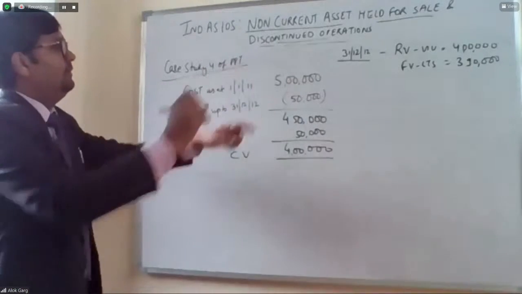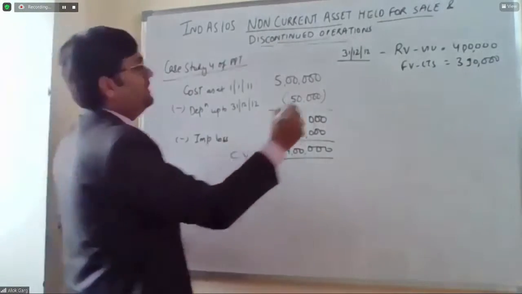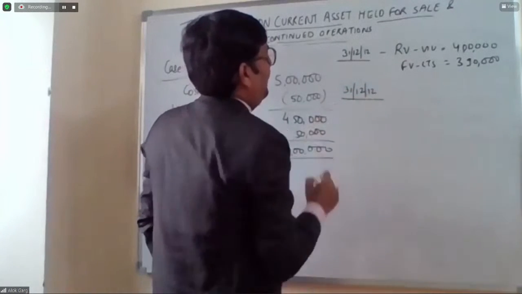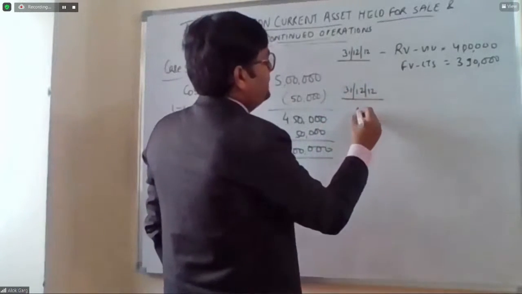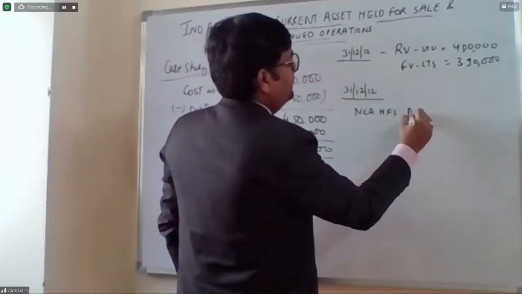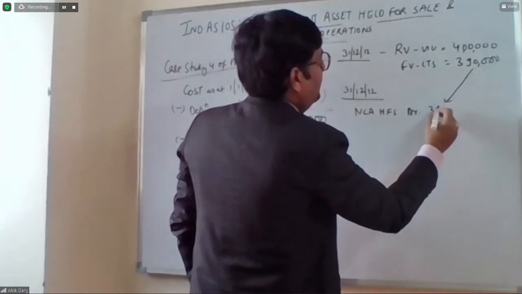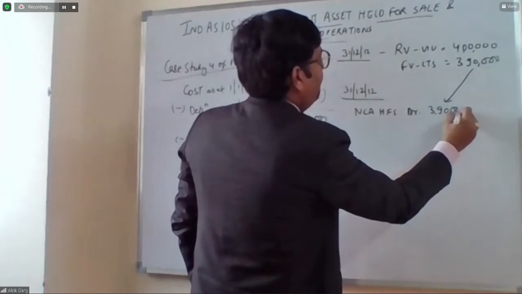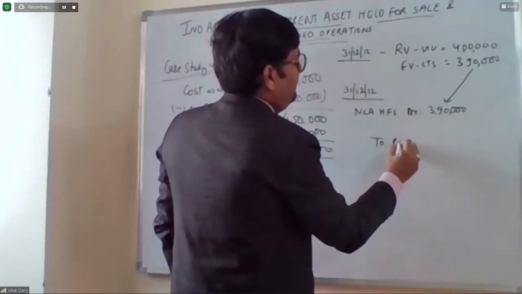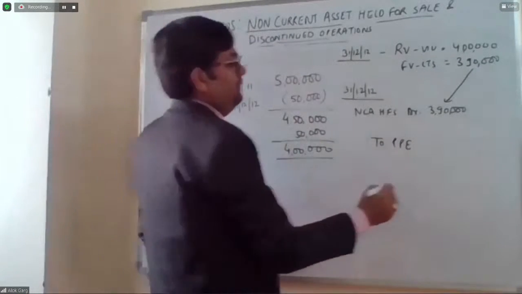So now, what is fair value less cost to sell? So what is 31st December accounting? What is 31st December accounting? On 31st December 12, this property will be classified as held for sale. So non-current asset held for sale debit by 390, to PPE, 4 lakh.